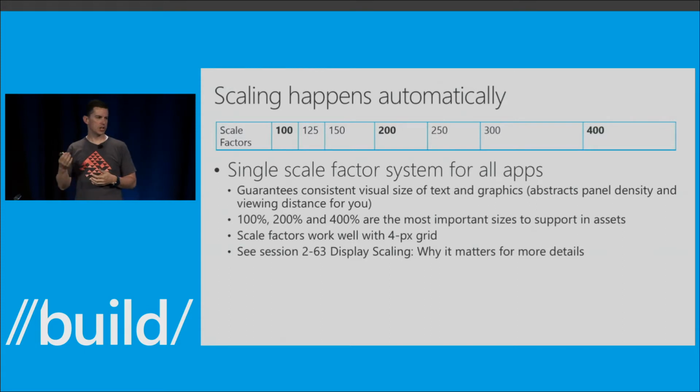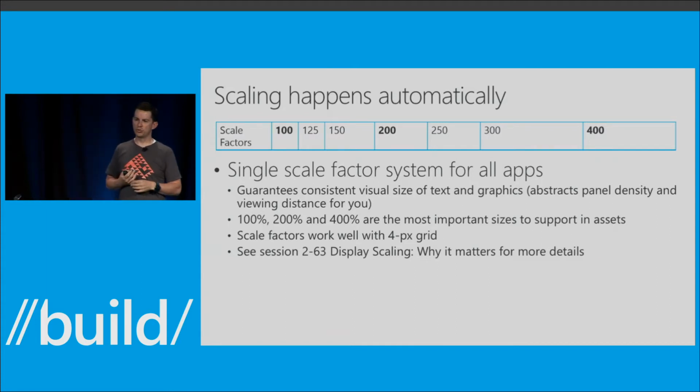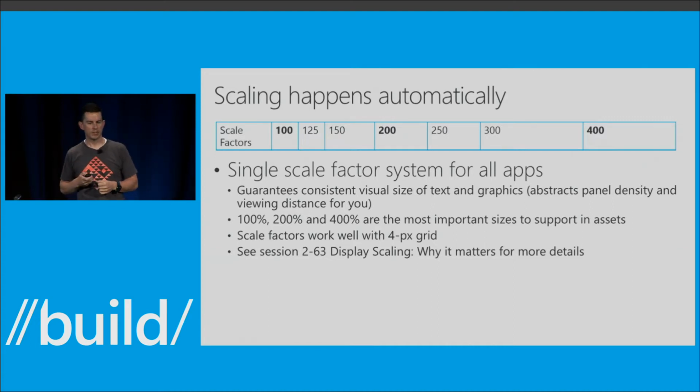As long as you structure your assets correctly for the scale factors, and for the most important ones that we call out here, or that we believe are the most important, then again, the platform will do that for you for free. It will just automatically pick those assets. You don't have to actually think about them. For the most part, we think very few people will fall into this, especially XAML developers who use a lot of vector. Those automatically will scale for you.